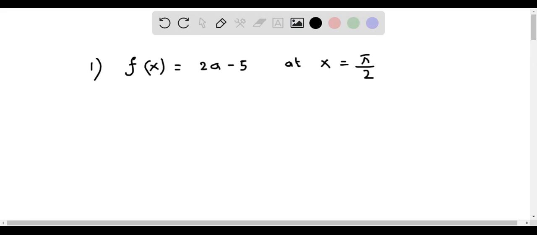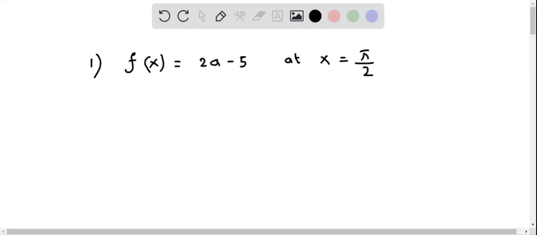Let's do question 1. Here we find the derivative of f of x at x equal to pi by 2. So let's find the derivative of f of x, which is written as f prime of x. And so this equals, notice that 2a is a constant and negative 5 is also a constant. Therefore the derivative of a constant is going to be 0. And so f prime of x equals 0.